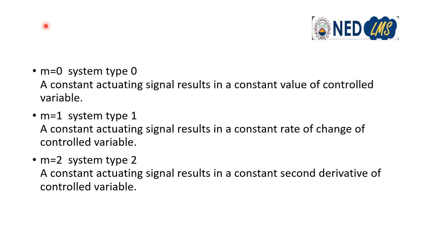A ramp function has the ability to test how the system would respond to a signal that changes linearly with time. For example, if the input variable represents the angular displacement of a shaft, then the ramp input denotes the constant speed rotation of the shaft. So this is how we define the system type: by observing the number of poles at the origin, we see what the system type is.